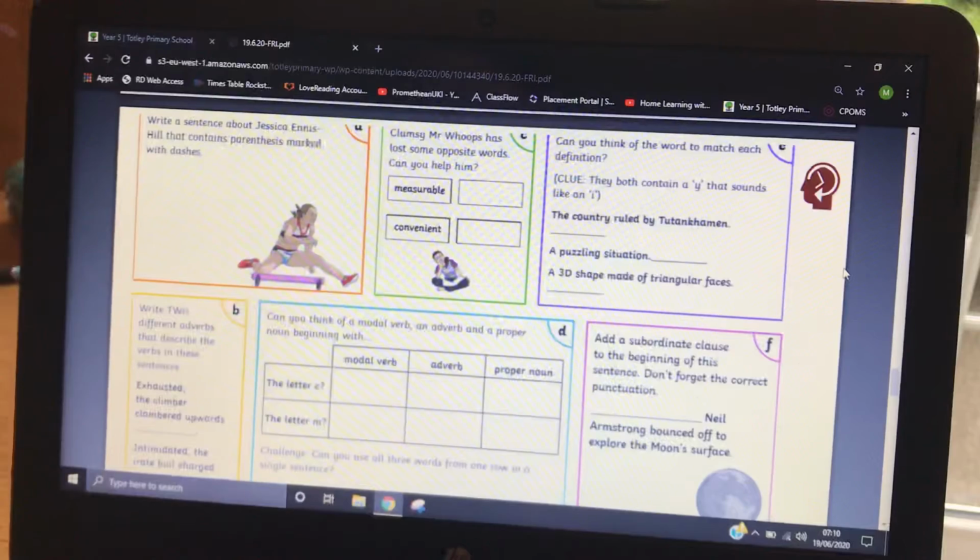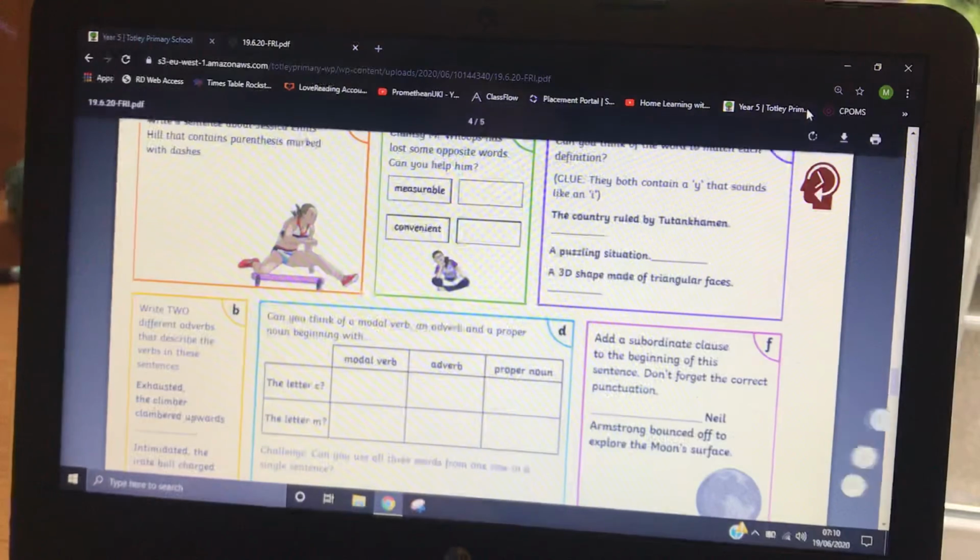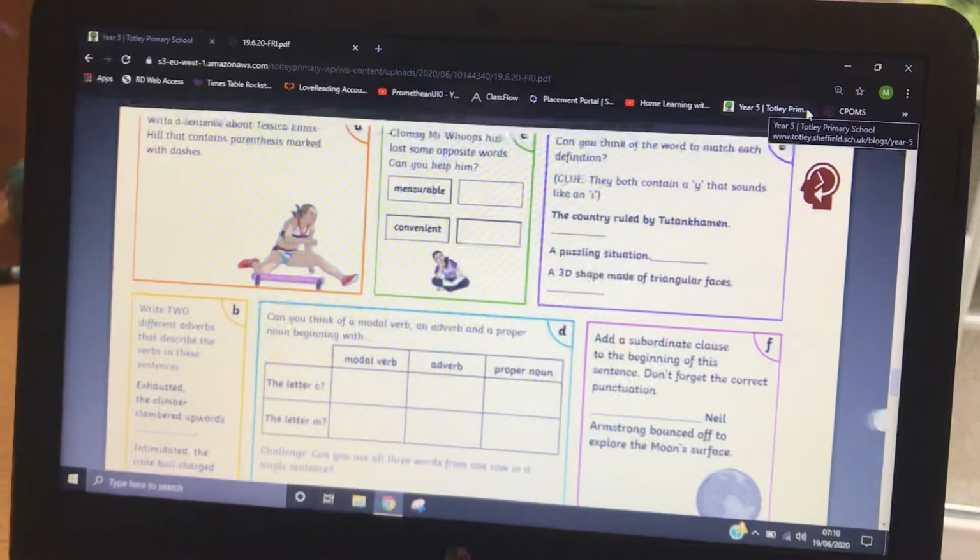Mr. Whoops has lost opposite words. So what is the opposite word to measurable? Well, that's going to be immeasurable, and that's I-M-M. Convenient or inconvenient, and that's I-N, inconvenient.